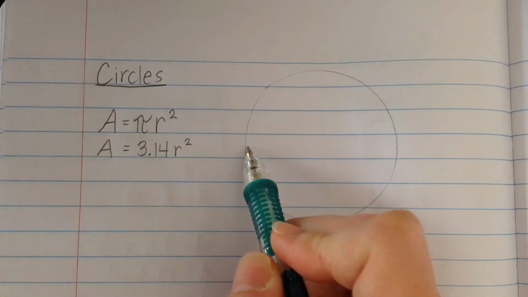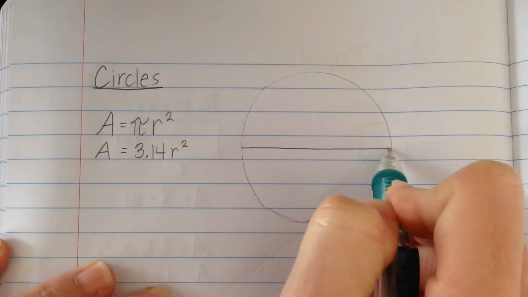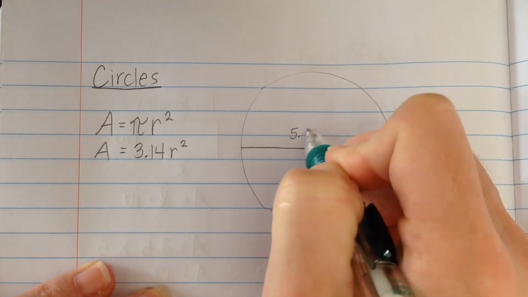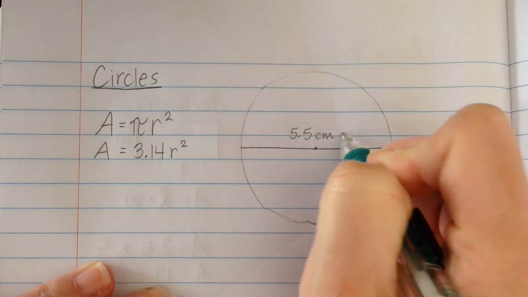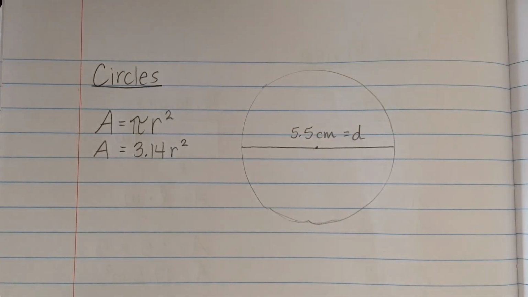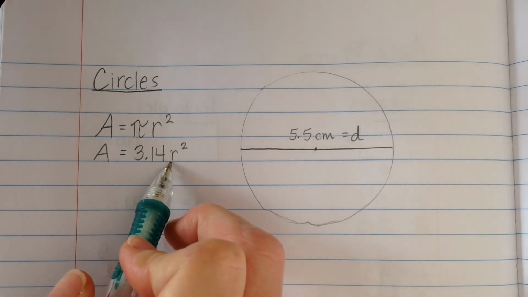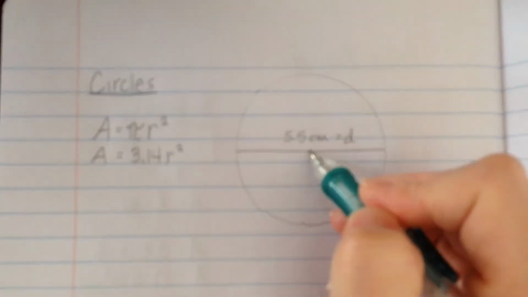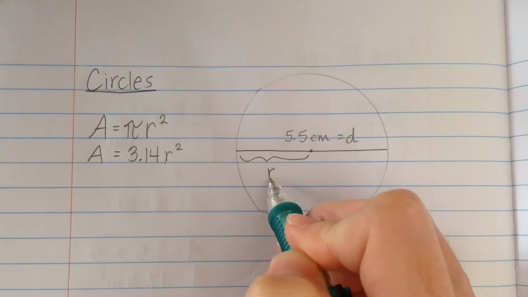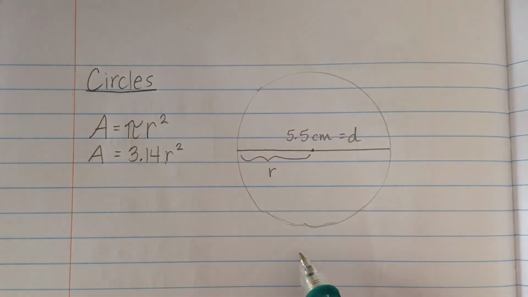So the diameter from one edge of the circle to the other is 5.5 centimeters. This is the diameter. Okay, for my formula, I need the radius. Remember, the radius is half of a diameter. The radius is halfway across. So in order to find the radius, I have to take this diameter and divide it by 2.